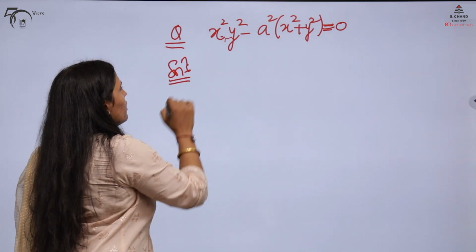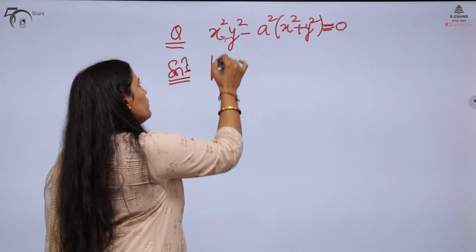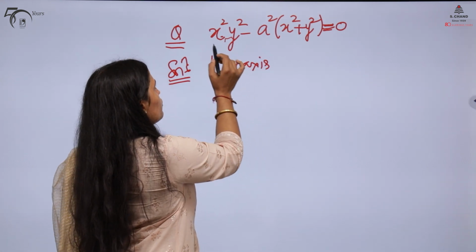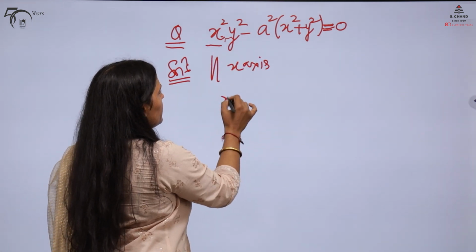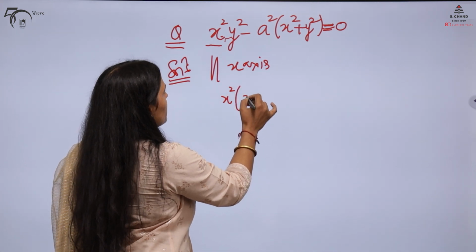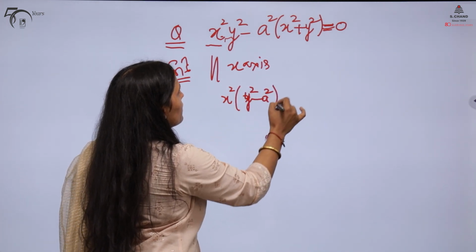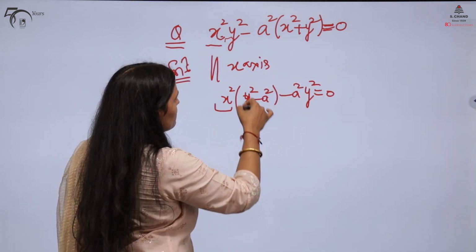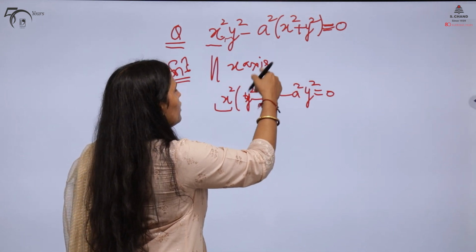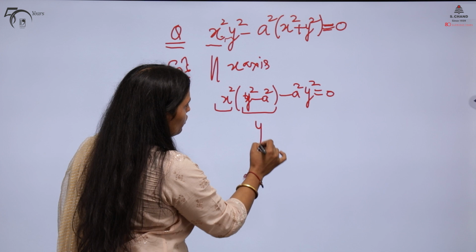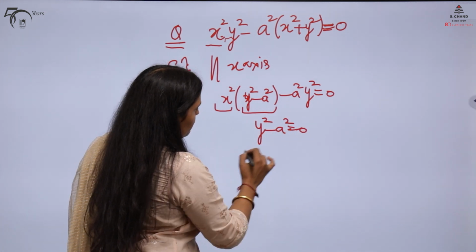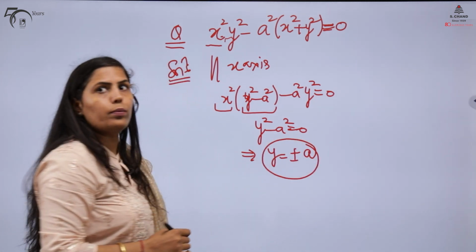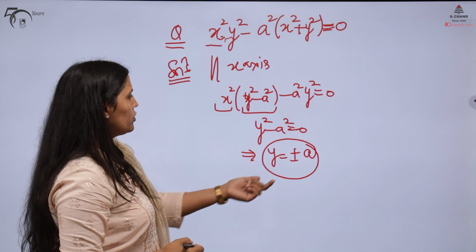As I told you, for asymptotes parallel to x-axis, what to do? Take the coefficient of the highest power of x. I just write the equation in this form. So what is the coefficient of the highest power of x? This is y square minus a square. So for parallel to x-axis, put this coefficient equal to 0. It means in this case you are getting the asymptotes y equal to plus minus a, and I hope you know how to draw these lines.